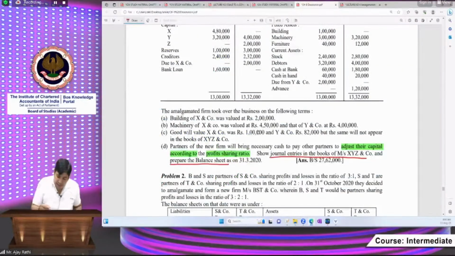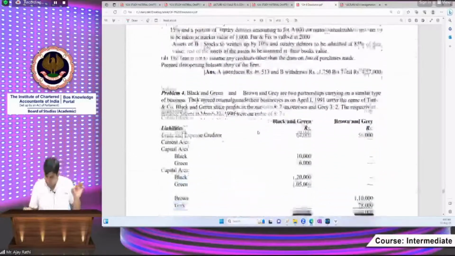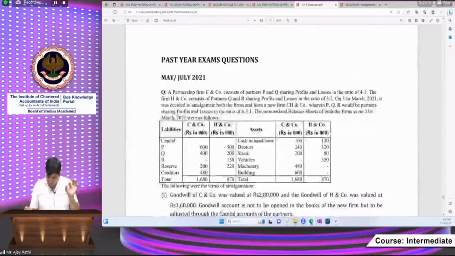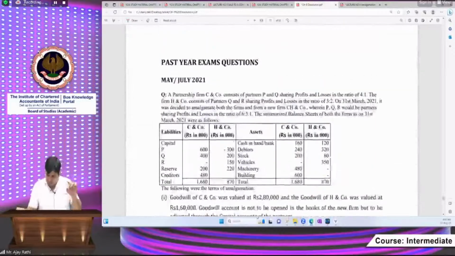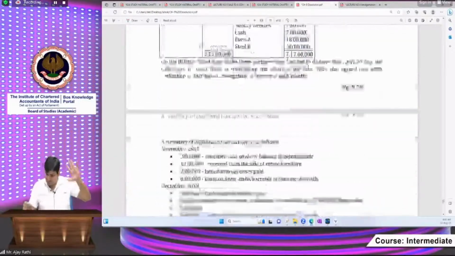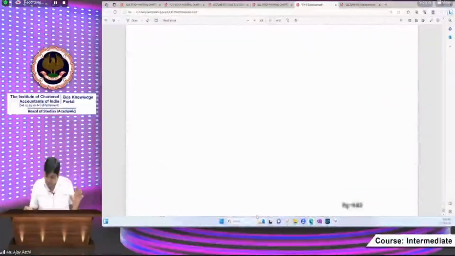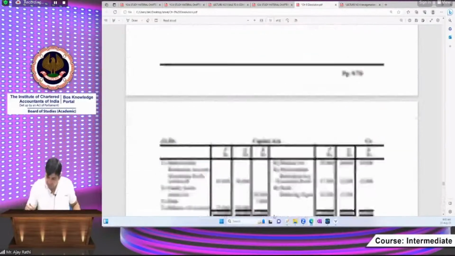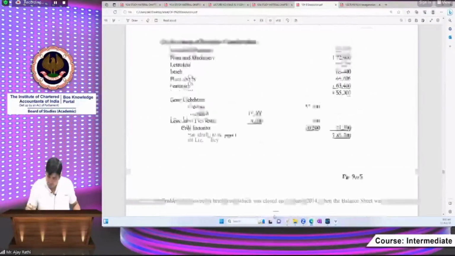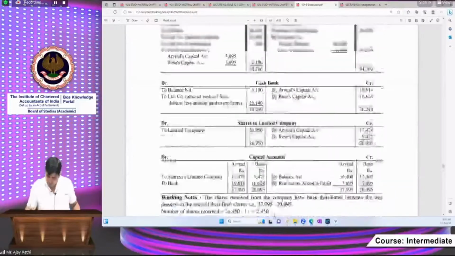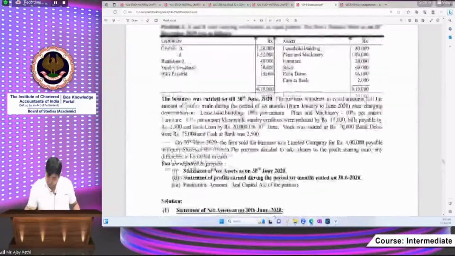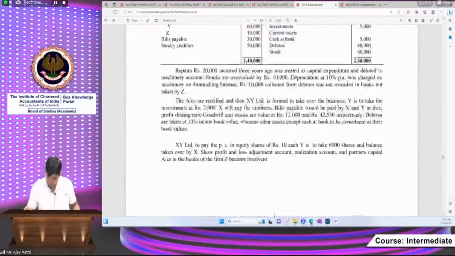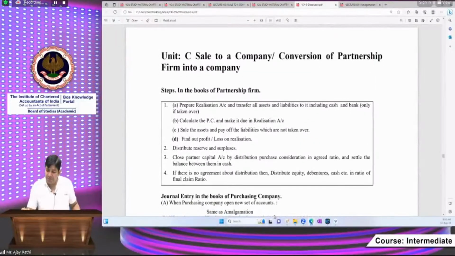So please open a question, open unit number D in my PDF. I have also given the past examination questions also, so don't worry, you need to solve only this PDF. You will be finding all the things. Anyways, now unit number D is there. Sorry, unit number C is there, for sale to a company. In my PDF, it is unit number C, page number 59 in my chapter 9 PDF.